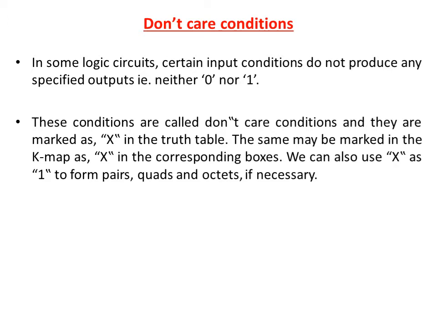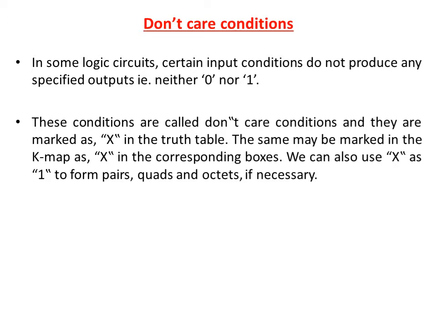We can consider X as 1 while grouping in the SOP expressions, and also we can consider X as 0 for grouping POS expressions. An example of the don't care condition is the 8421 code. This 8421 code has 4 variables, so we can make 16 combinations, but the 8421 code uses only 0 to 9. The combinations 10 to 15 are still there but not used. These combinations are called don't care conditions.